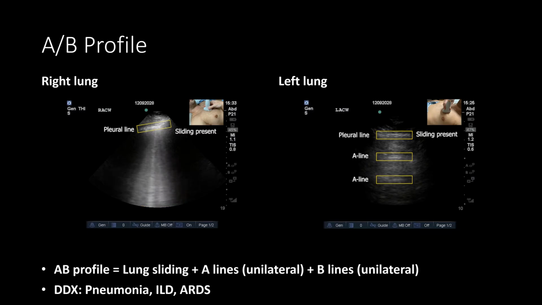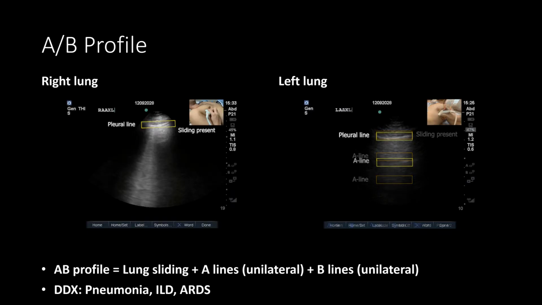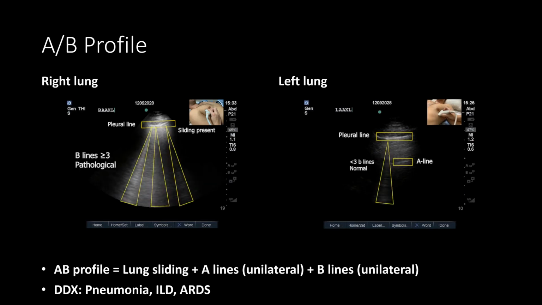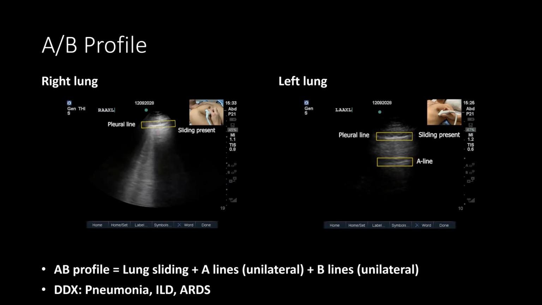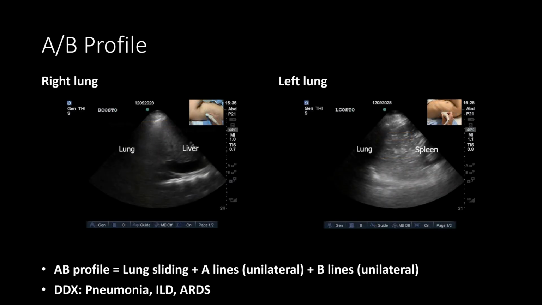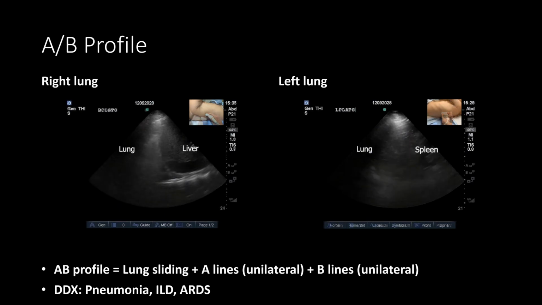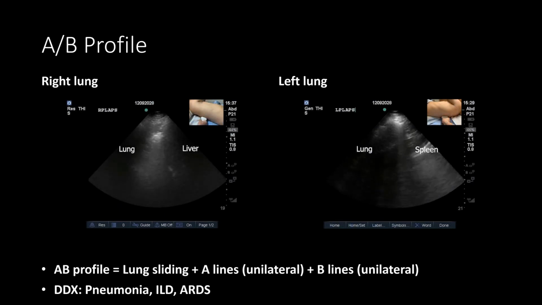The AB profile is when we can see B lines, in this example on the right side of the chest, but A lines in the left. In the left, we do actually see some sliding. It's less than the right, but it is still present. And then moving down in the PLAPS regions, we, in this example, see no clear consolidation or effusion. And this AB profile is most consistent, again, with pneumonia, interstitial lung disease, or ARDS.